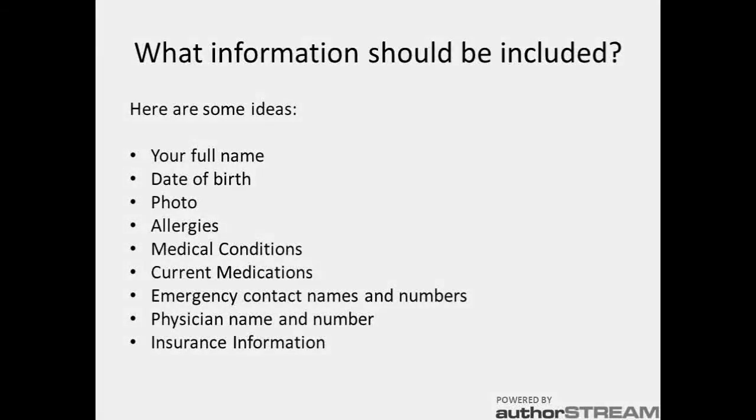So what information should be included? Well, you can really include anything you want, but here are some ideas. Your full name, your date of birth, a photo. That could be very useful, a photo, if there are multiple people injured and perhaps your wallet or your bag, wherever your ICE information is, your phone, isn't exactly on your person. If you have a photo, they can easily match the information with the person.